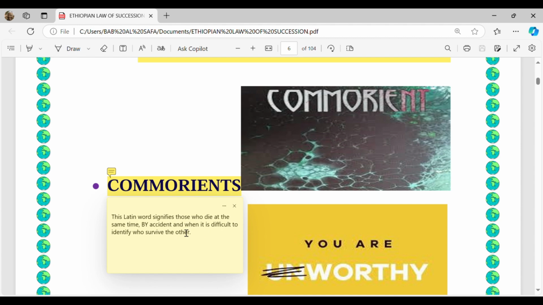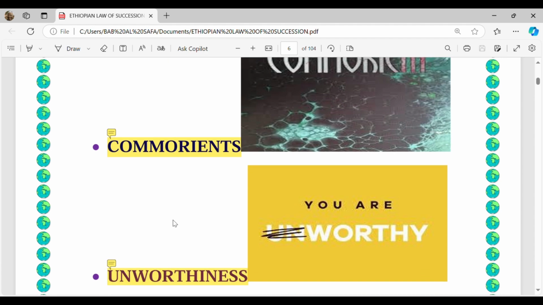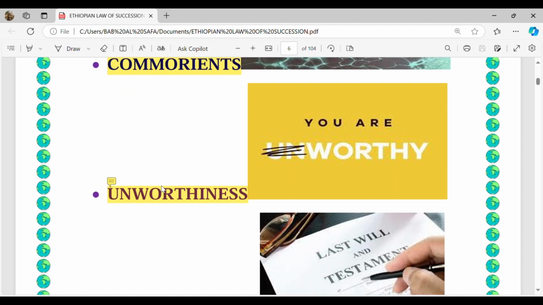And then Commorientes is the word signifying those who die at the same time by accidents, and it shows the situation when it is difficult to identify who died first. If those individuals died by accident, for example car accidents, sometimes it is really difficult to identify who died first. So this Latin term Commorientes shows these facts.